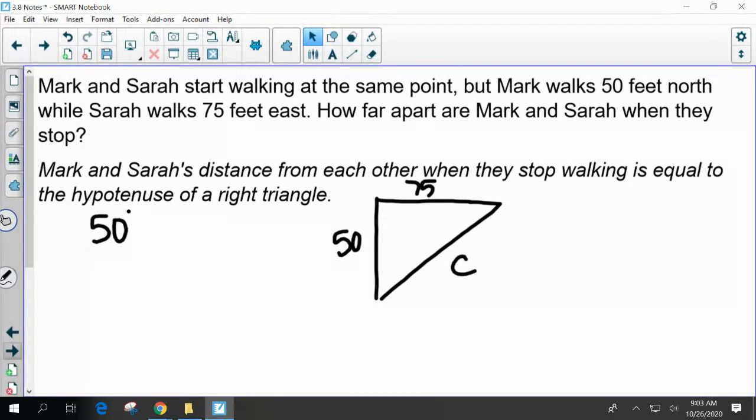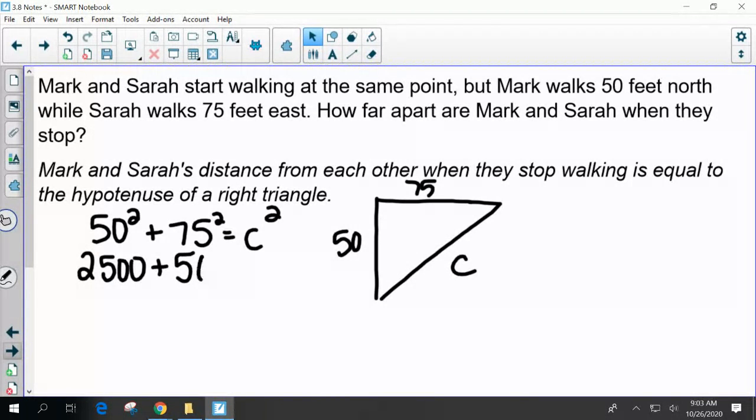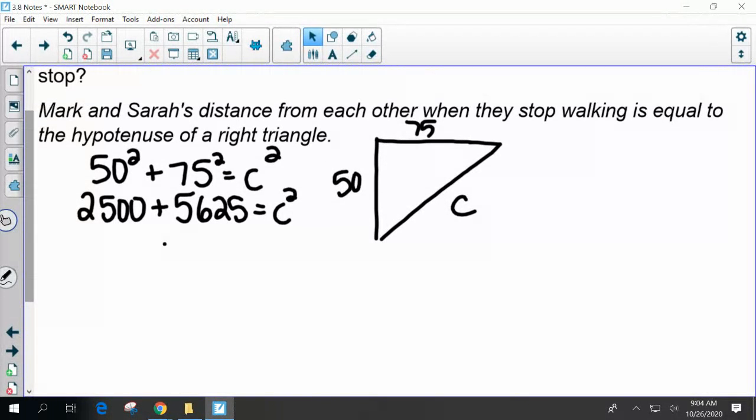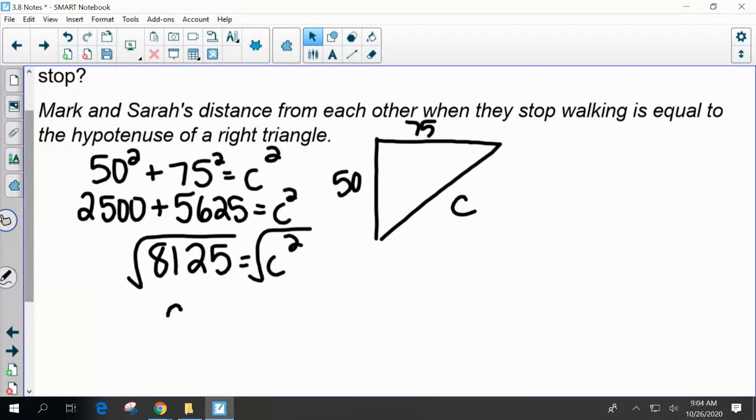So 50 squared plus 75 squared equals C squared, and these are some big numbers. So 50 squared is 2,500 plus 75 squared is 5,625 equals C squared. And then you're going to add them. And then take the square root. So you would get 90.14 equals C, and that would be feet, 94.14 feet apart.